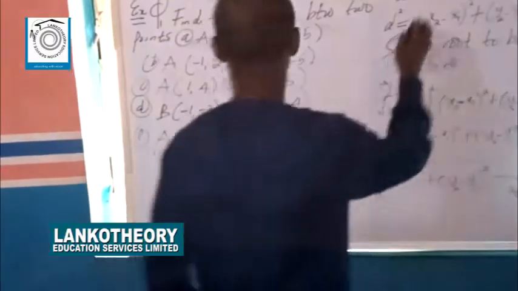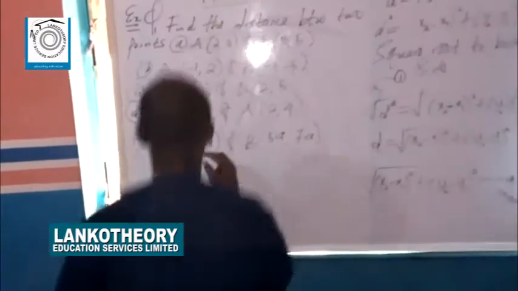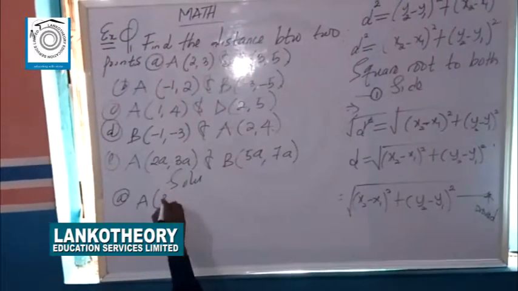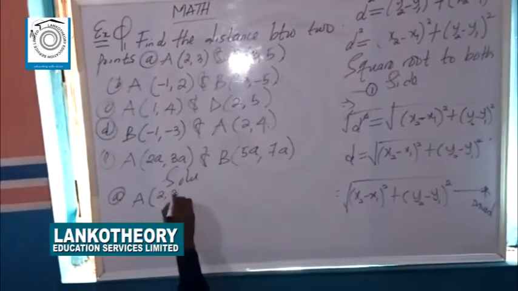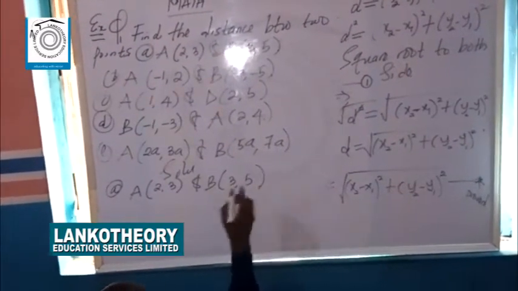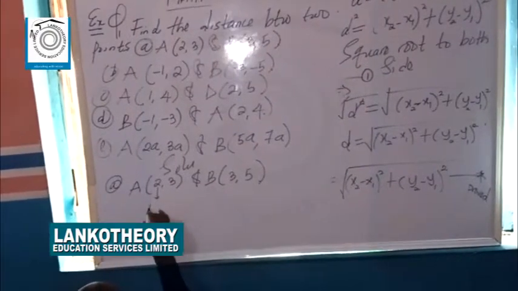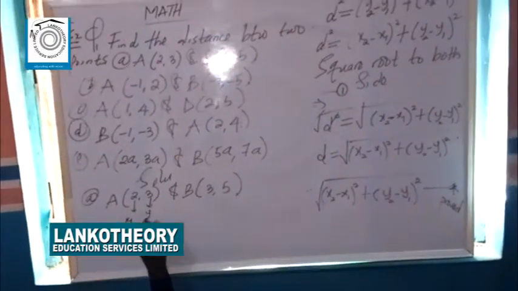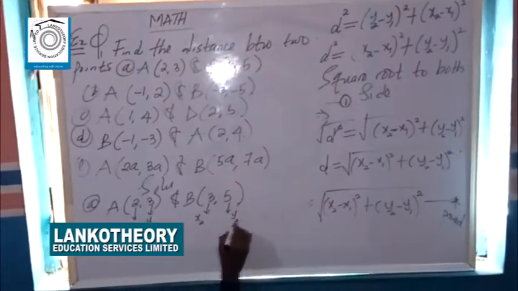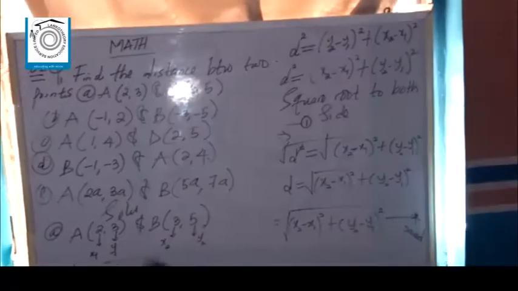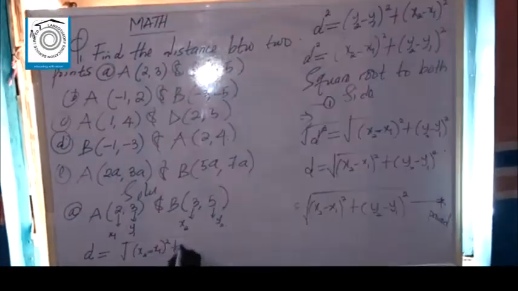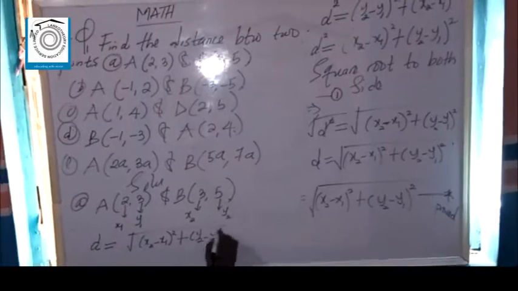So let me try to tackle this one by one. We check the first one in the solution to this. The first question A, we are given the point A, which is 2, 3, and another point B is given to be 3, 5. So for me to find the distance between the points, this one here will represent x1, while this one will go for y1. This place here will go for x2, while this one will go for what? y2. The formula is the square root of x2 minus x1 raised to power 2 plus y2 minus y1 raised to power 2.